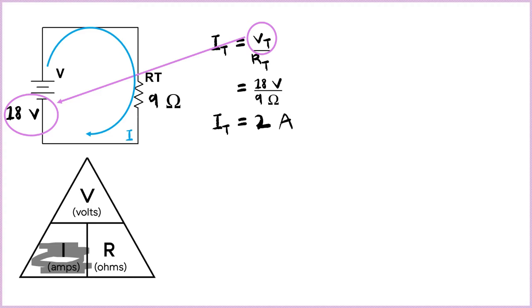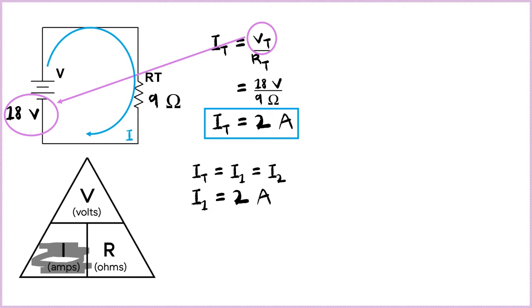As we say, the current flowing through R1 and the current flowing through R2 is just equal to the total current. So we have IT is equal to I1 and I of 2. So I1 is 2 amperes and our I2 is 2 amperes.